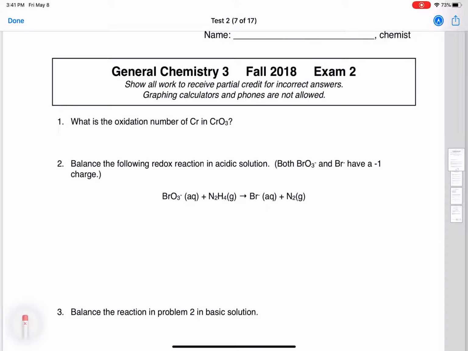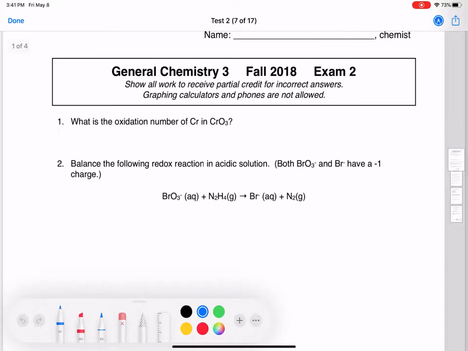Let's go through practice test 2, the solutions, explanations on how you would solve each one of these problems. Question number 1 is asking you to calculate the oxidation number of chromium in CrO3.